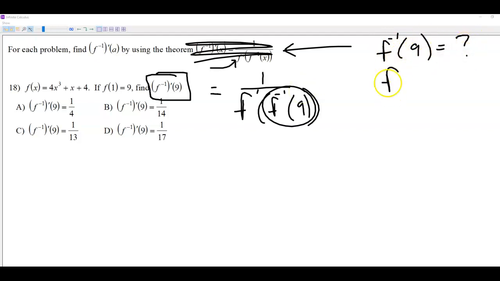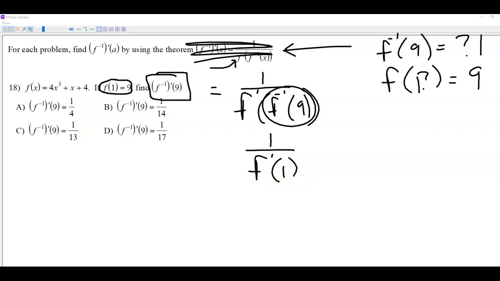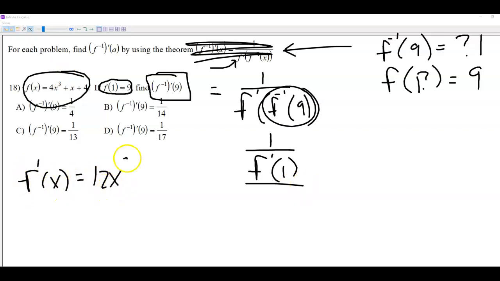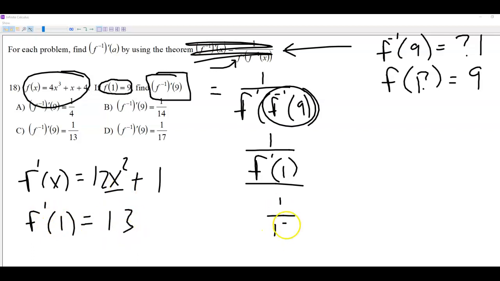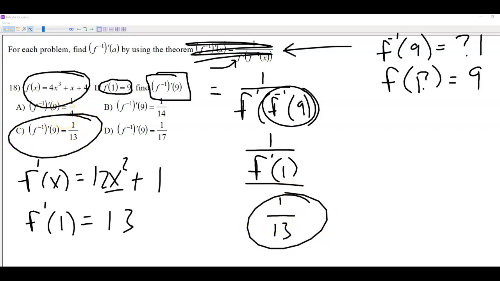Well, f inverse of 9 is the same thing as asking us f of what equals 9, because that's what inverses are. It's where the inputs and outputs are swapped from the original function f. And according to our directions here, the answer is 1. So this part in the circle here is 1. The next thing we do is we need to just take our function here, find the derivative, and plug in 1. So f prime is 12x squared plus 1. And then when we plug in 1, I get 12 plus 1, which is 13. And so this thing comes out to be 1 over 13, and the answer would be C there.